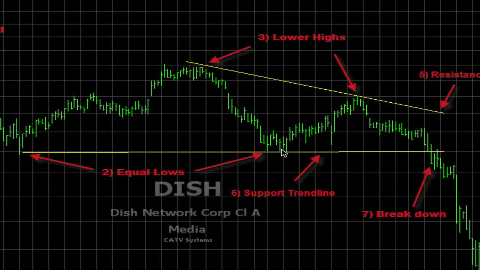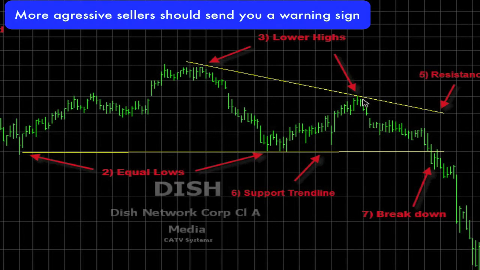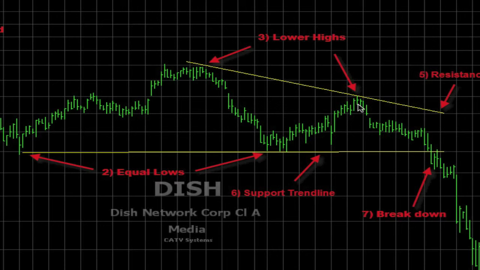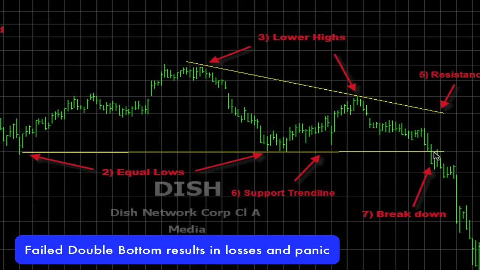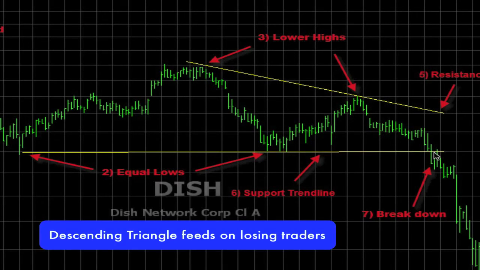But when we bounce from this fake double bottom up here, we form a lower high. The slope of the trend line and this lower high shows us that sellers are getting more aggressive. The people who bought here should have seen this as a warning. But many traders don't see this, and when it then takes out the support line here, the traders who went long here are now underwater and losing money. This leads to panic selling, and this is the reason why the descending triangle feeds on losing traders.